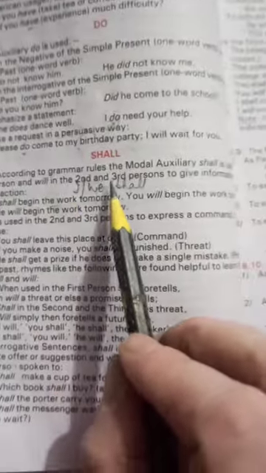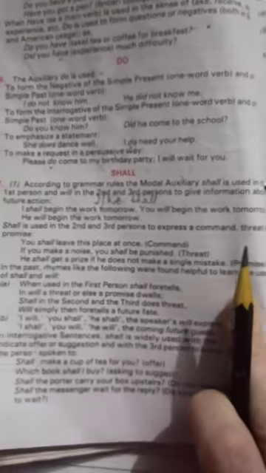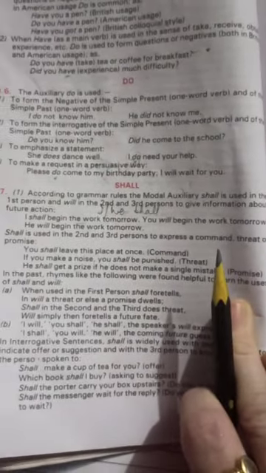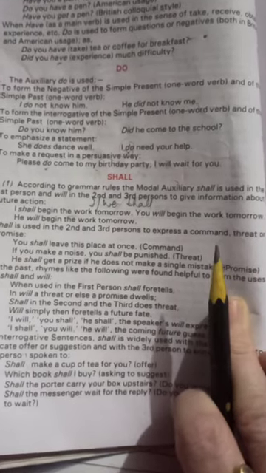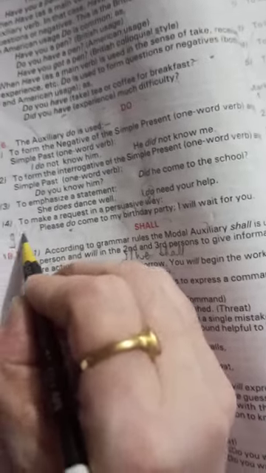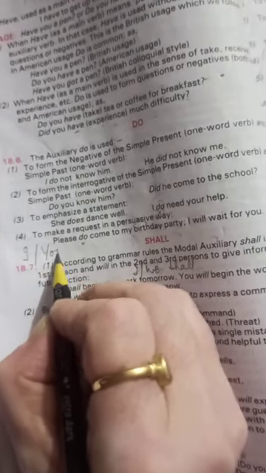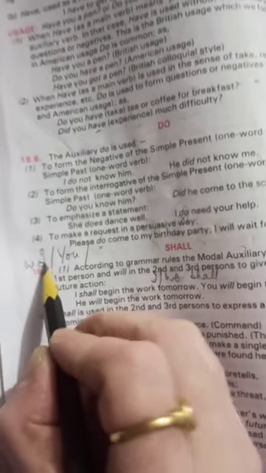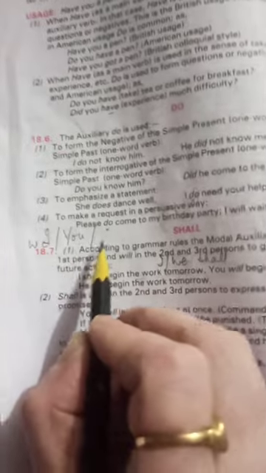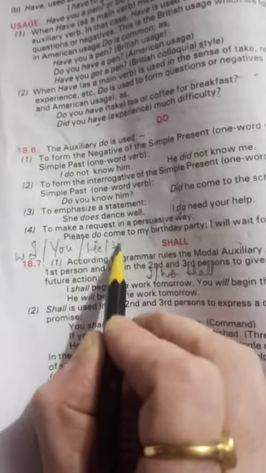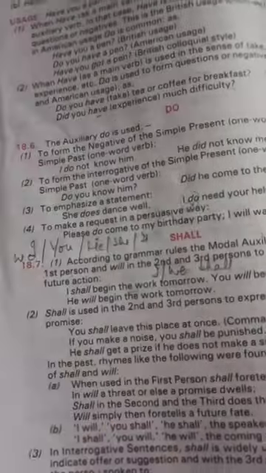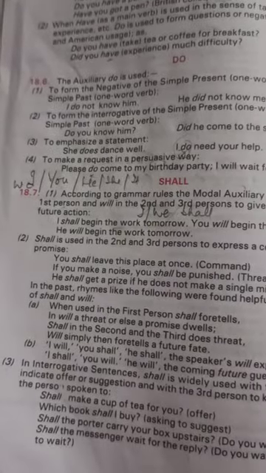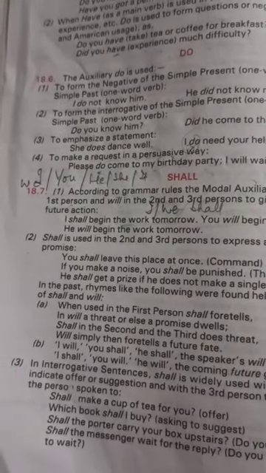Now, according to grammar rules, the modal auxiliary shall is used in the first person and will in the second and third person. First of all, you should know what a person is. First person is I, the speaker. Second person is you, and the third person is he, she, it. I or we is first person. You is second person. He, she, it becomes third person. Even they.